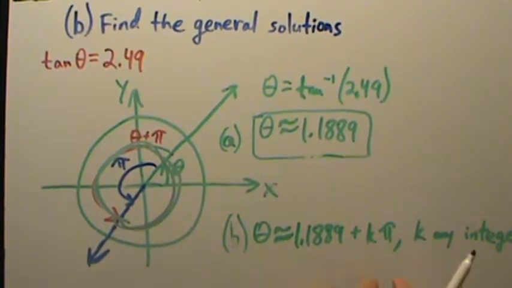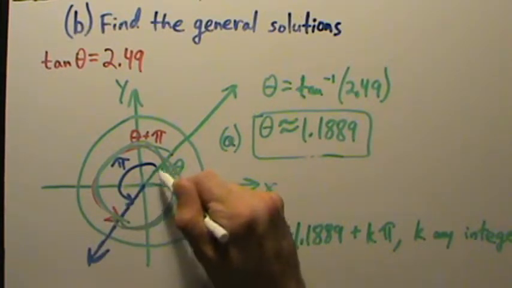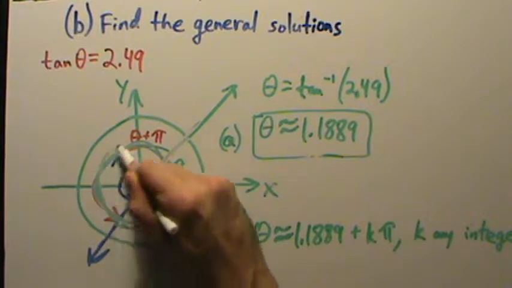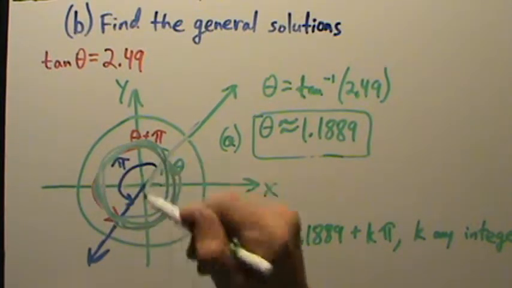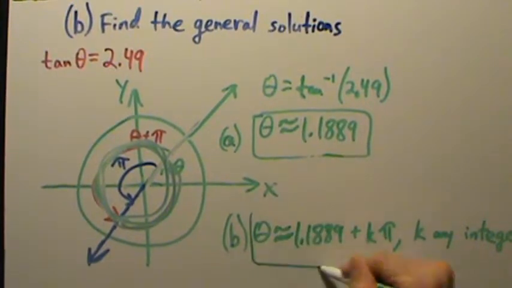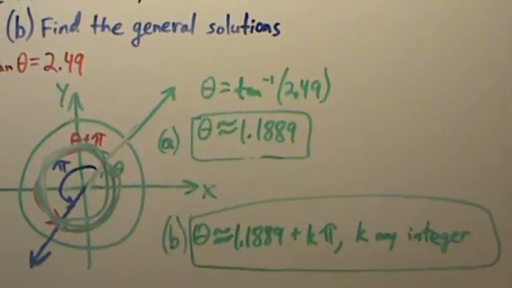If k were a negative number, we would be going in the negative, the clockwise direction. So if we start at theta, if k is negative 1, we go here, negative 2, negative 3, negative 4, and so on and so forth. So really that's pretty much it for this example. That's example 6 of solving trig equations.